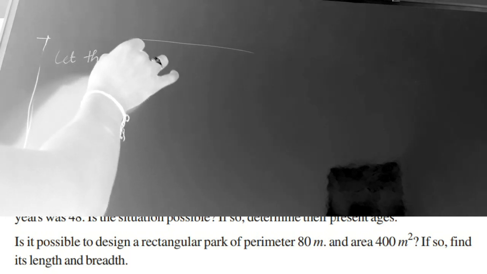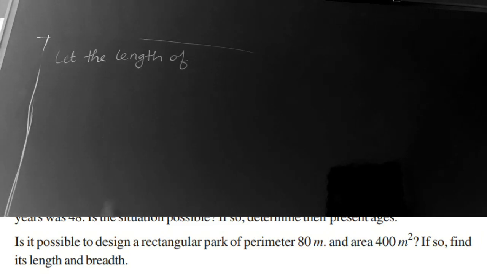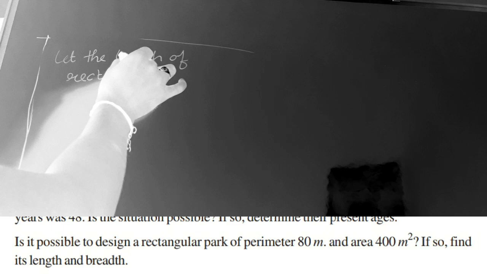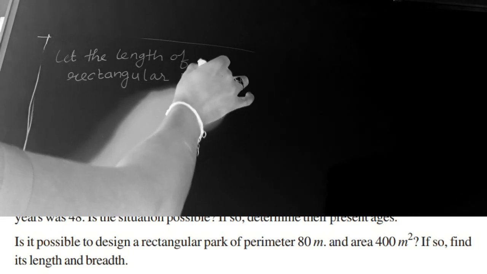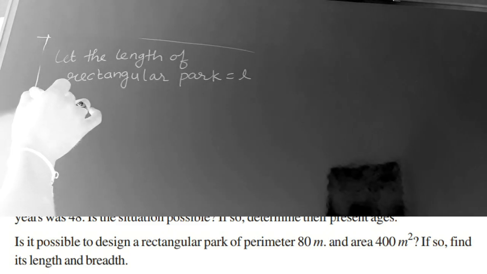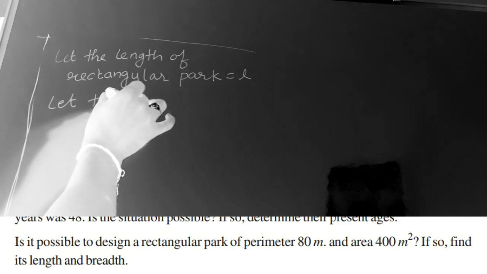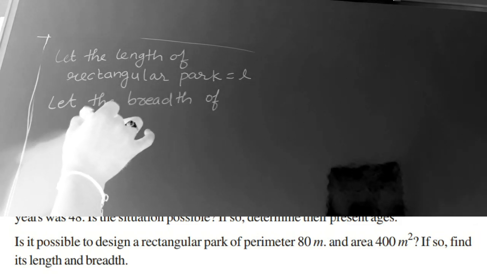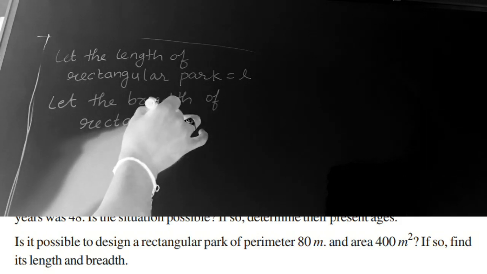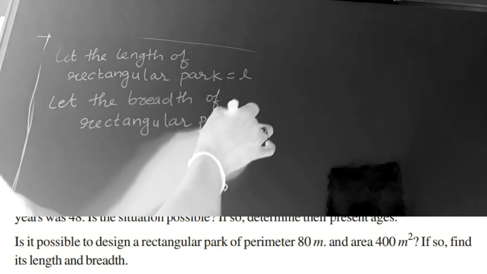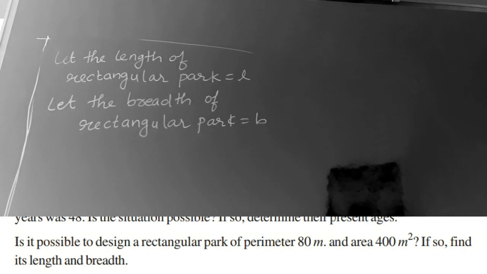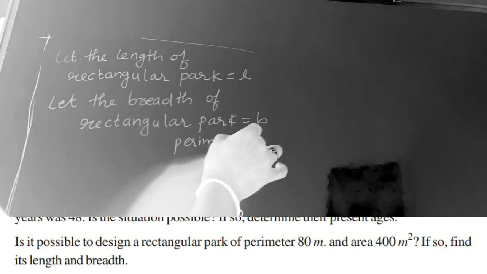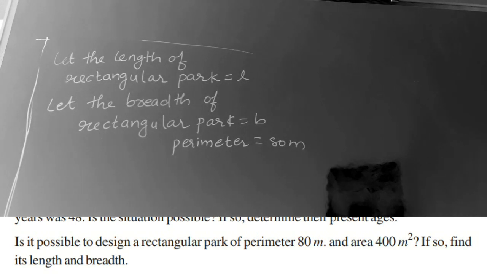So now here, let the length of the rectangular park be equal to L. Let the breadth of the rectangular park be equal to B. In the question, the given perimeter is equal to 80. Area is 400.